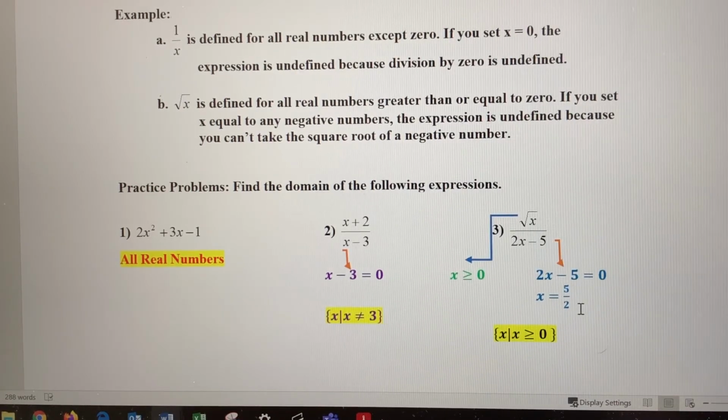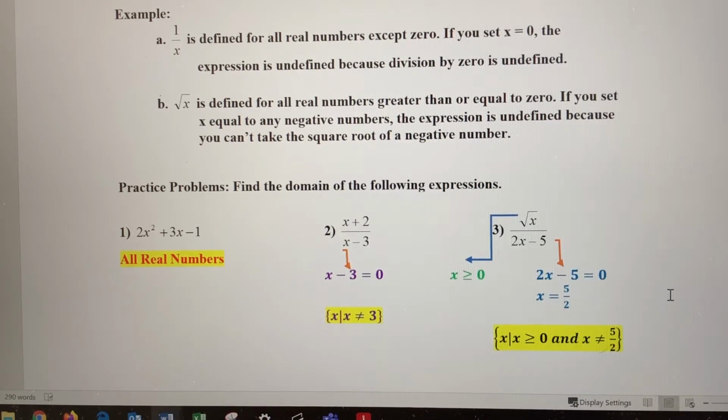So I need to eliminate that from my domain as well. I've already eliminated every negative number based on the numerator, but I also have to eliminate 5 halves. So the entire domain for this expression is all x, such that x is greater than or equal to 0, but excluding 5 halves. Okay? Every positive number works in this expression except for 5 halves. So we eliminate it from the domain doing that.